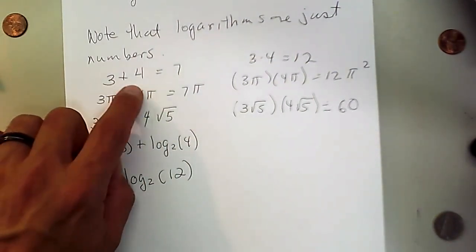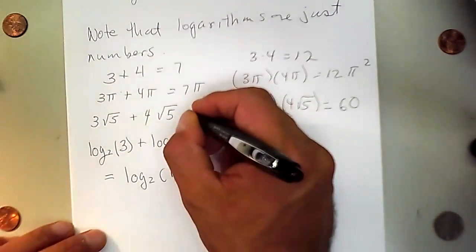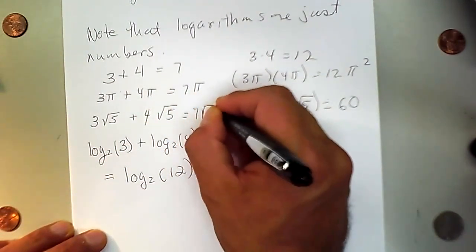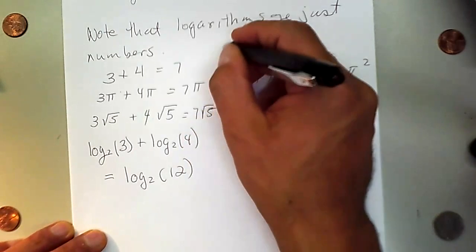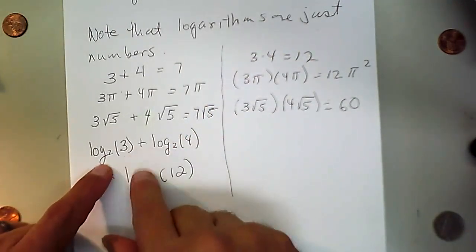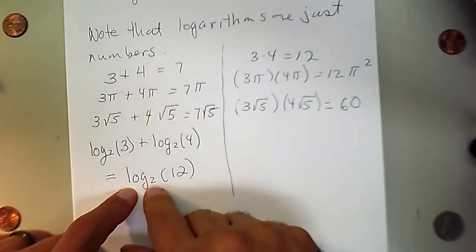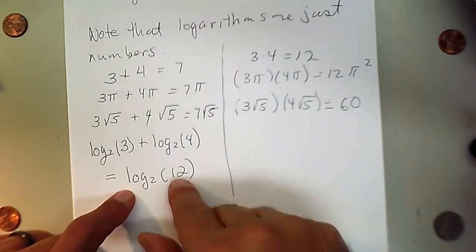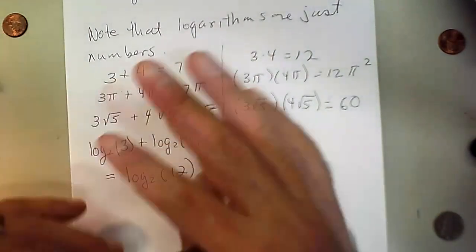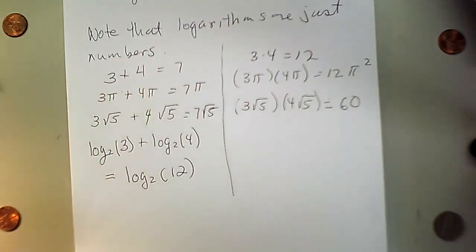Here we did that addition and we got 7, again 7. Oh, I didn't finish this guy. That is 7 times the square root of 5. I don't want to confuse those two. But here we don't get the logarithm base 2 of 7. We get the logarithm base 2 of 12. That's a different rule we are applying, and we have to know it. We have to learn it.